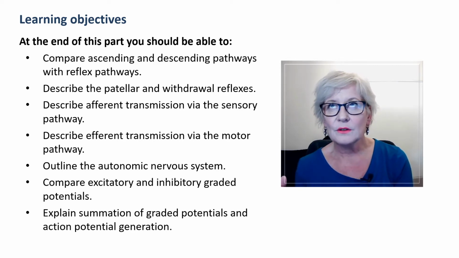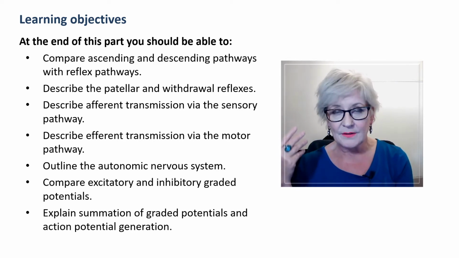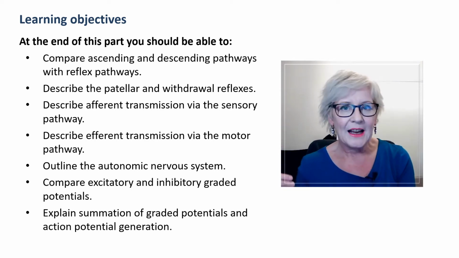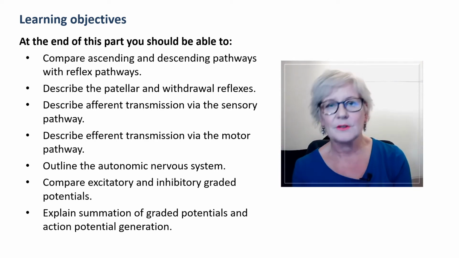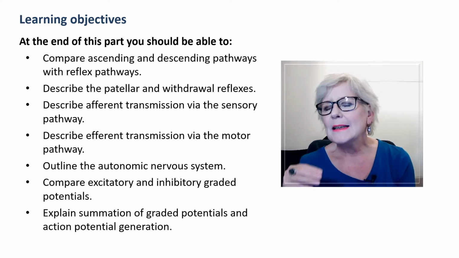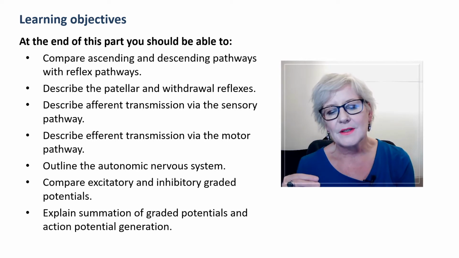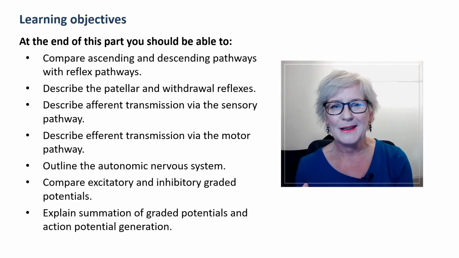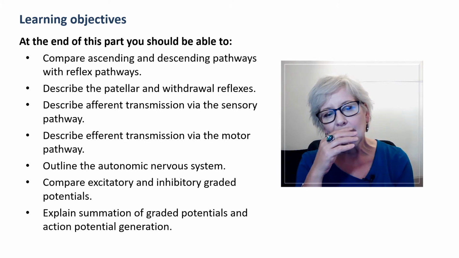We'll also look at the ascending sensory pathway and the descending motor pathway, back down to the neuromuscular junction that we talked about before. We'll talk a little bit about the autonomic nervous system, but that really comes into play in terms of what it does within systems. So we'll come back to it throughout this module and clinical reasoning.